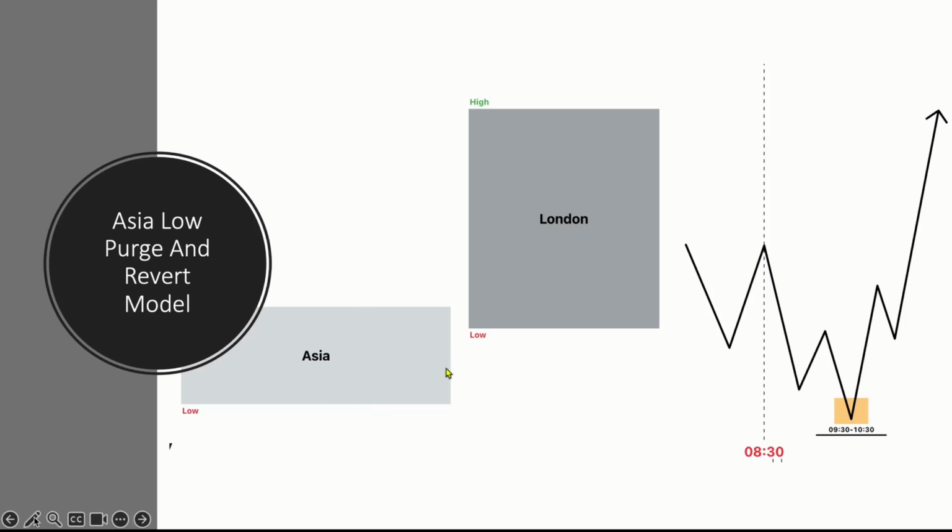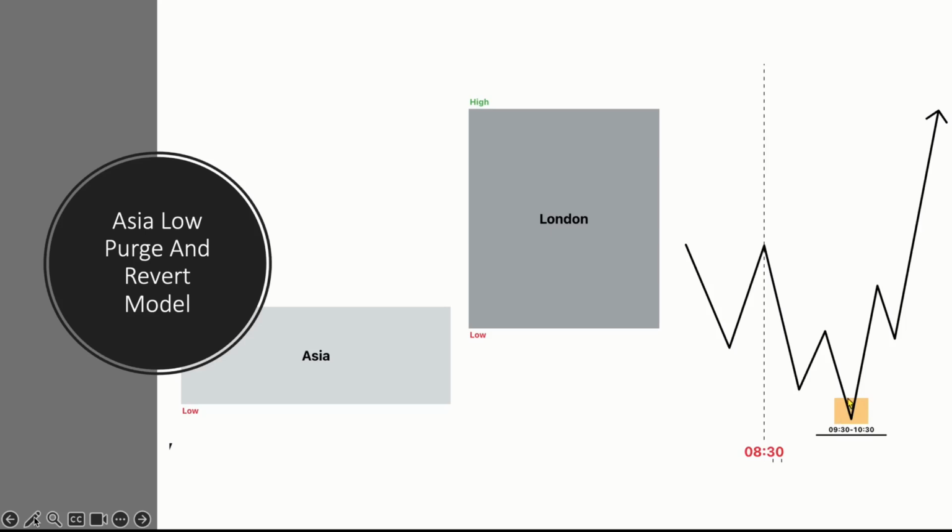Asia was consolidation, London expanded to the upside, but did not continue higher. Instead, the market retraced lower, and from 8:30 we want to see sell side delivery occur. We want to see manipulation to the downside occur. Where could the market potentially reverse? Below the Asia low. We want to see the Asia low get reached between 9:30 to 10:30, and we will be looking for signs of a smart money reversal occurring below there during that time window.